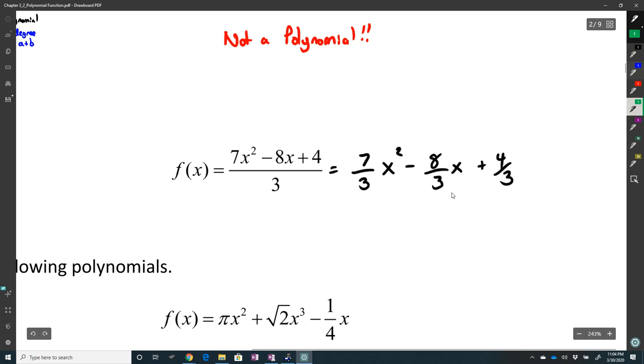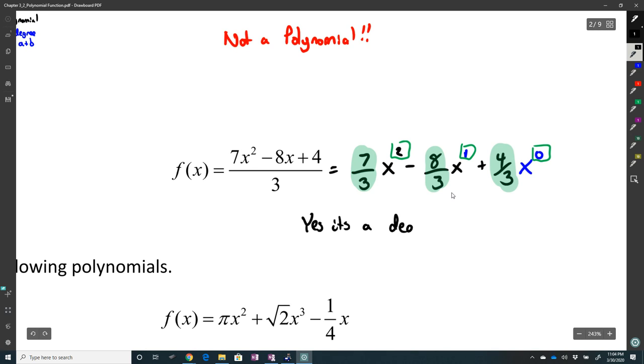And so notice that the exponents are all whole numbers, whereas the numbers in front are all numbers on the number line. And so because of that, you'd say, yes, it's a polynomial. And this is a degree 2 polynomial because the largest exponent is 2.